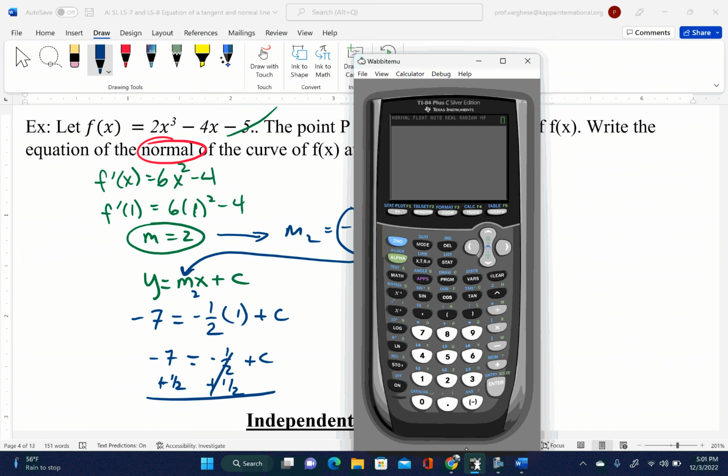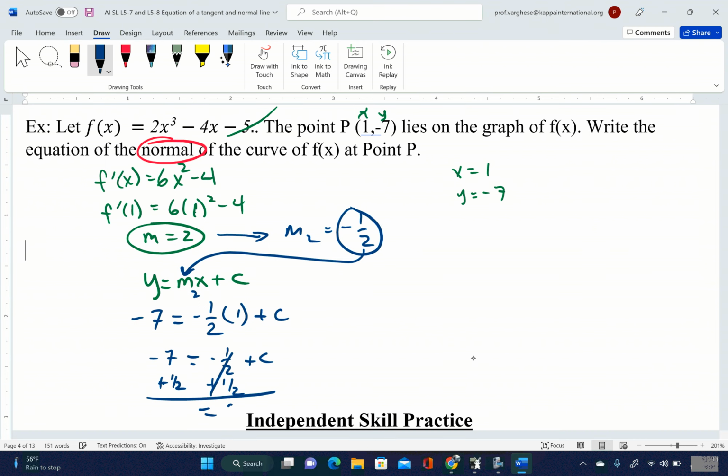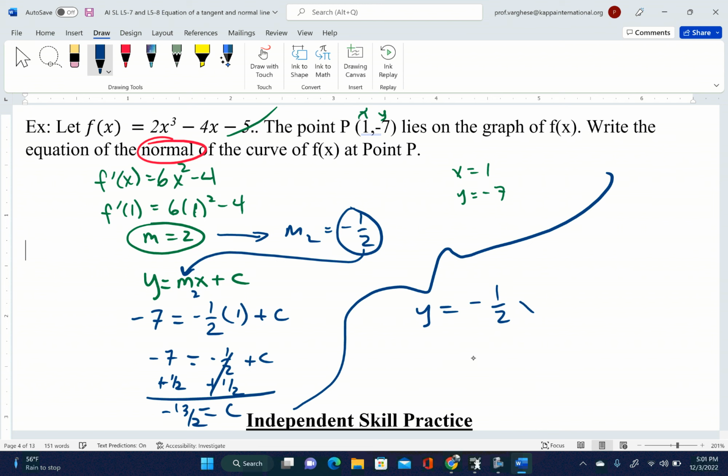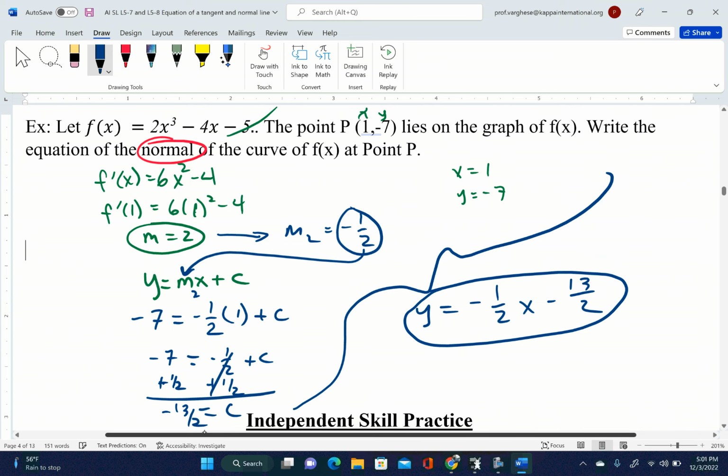So I have my calculator. I have -7 plus 1/2. Alpha y equals, option number 1, 1/2. Hit enter, and I get -13/2. So c is equal to -13/2. Now let's put everything together. I have y is equal to my m, -1/2, x plus c, which is -13/2. So y equals -1/2 x minus 13/2. This is the equation of my normal line.